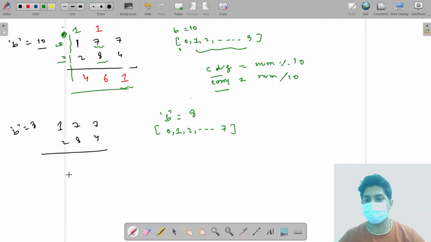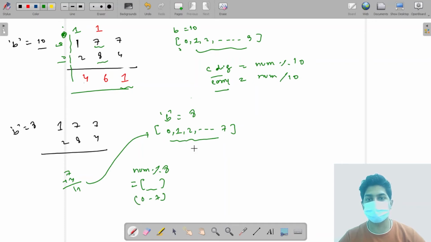So first we'll perform the addition. 7 plus 4 equals 11. 11 is not lying in this range, so we need to compress 11 into this range. The digit should be in 0 to 7. If we take any given number modulus 8, we get a result in the range 0 to 7, and that is what we want.